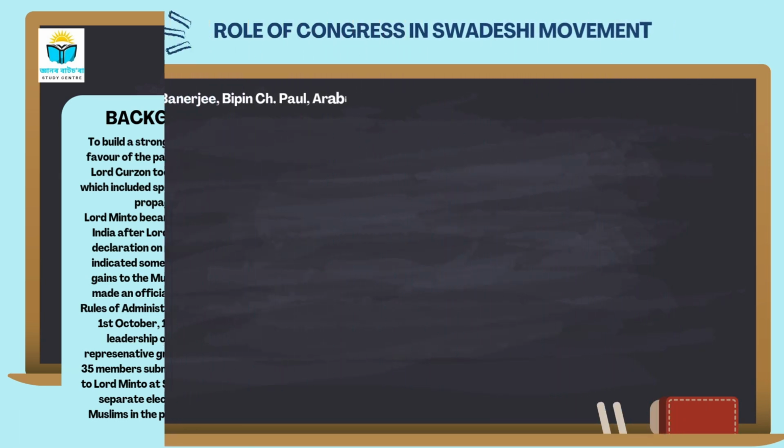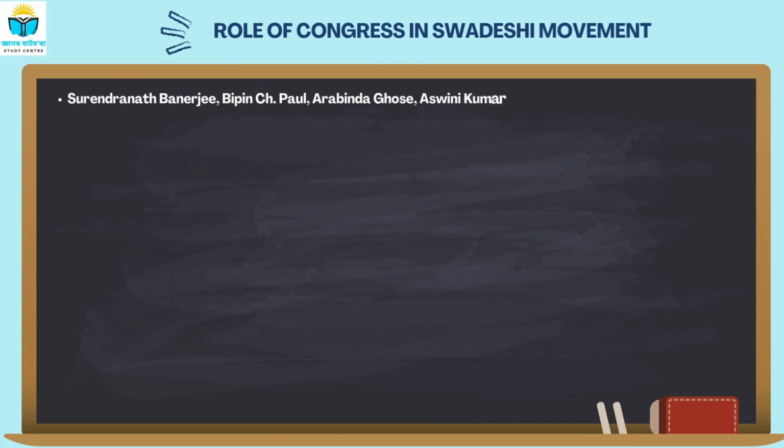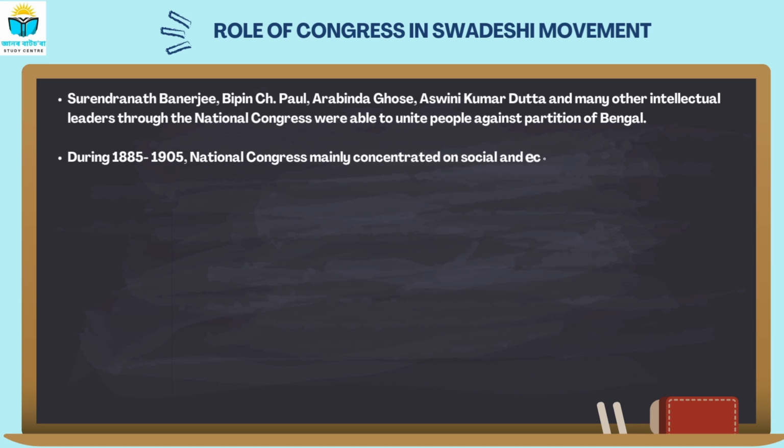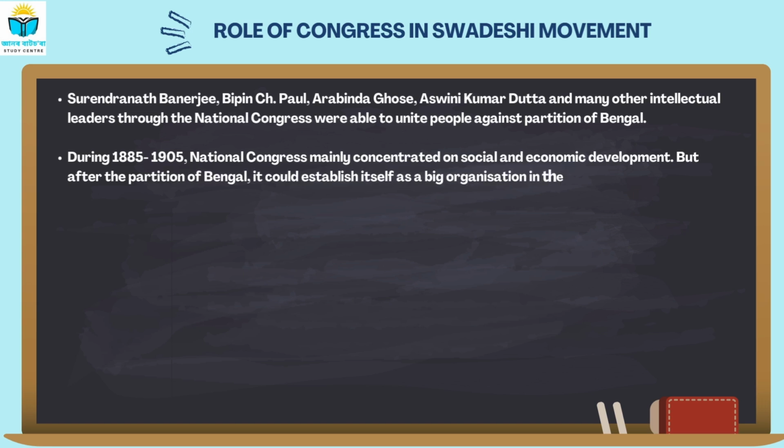Role of Congress in the Swadeshi movement. Let's now take a look at the important role played by the Indian National Congress in the Swadeshi movement and the fight against the Partition of Bengal. Leaders like Surendranath Banerjee, Bipin Chandra Pal, Aurobindo Ghosh, Aswini Kumar Dutta, and many other intellectuals, through the Indian National Congress, were able to unite the people against the Partition of Bengal.